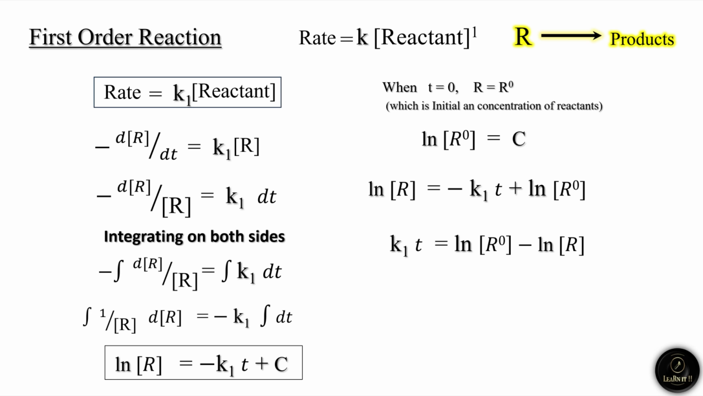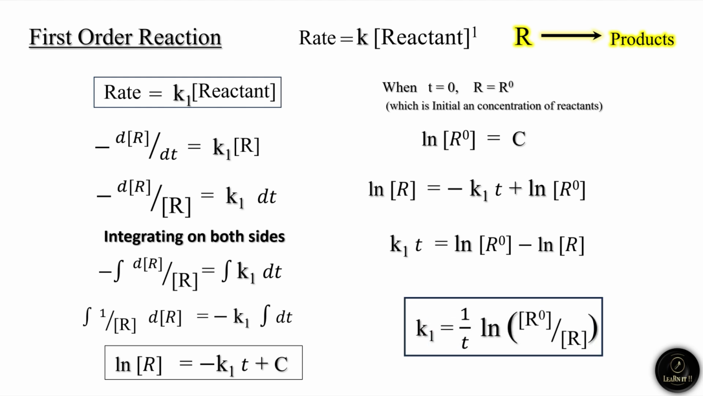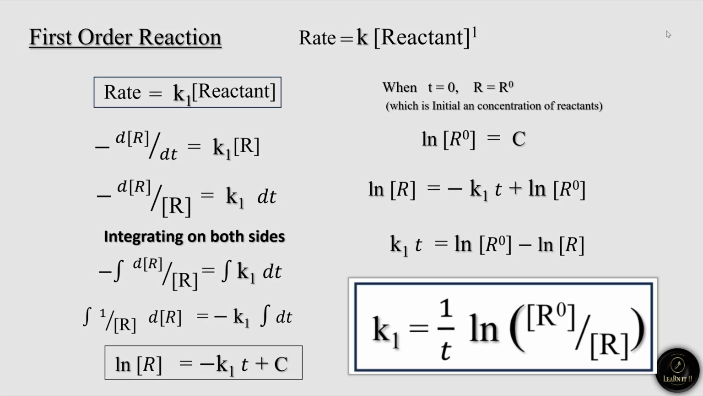By the logarithmic relation, ln m minus ln n is equal to ln m divided by n. So we get K1 is equal to 1 by T ln of [R]naught divided by [R]. This is the integrated rate equation for a first order reaction.